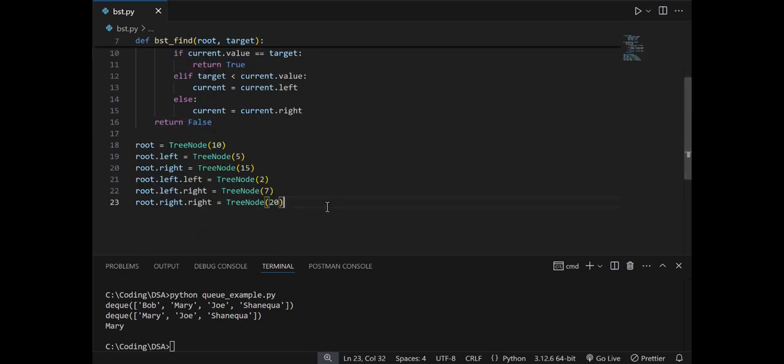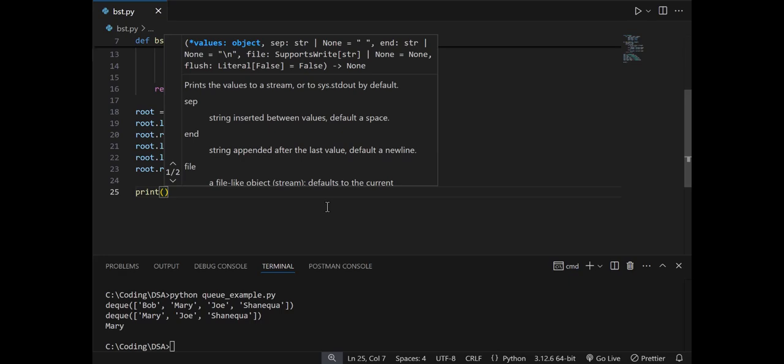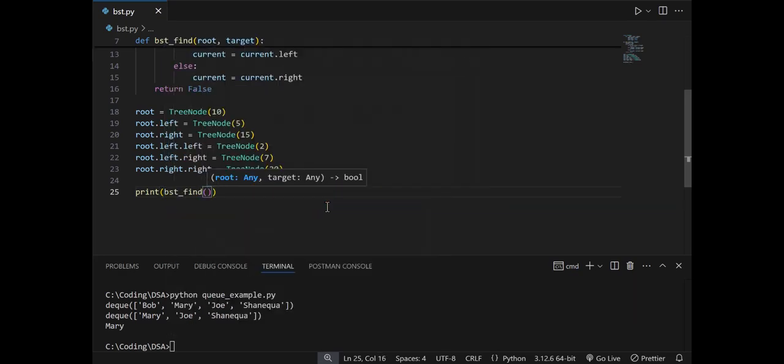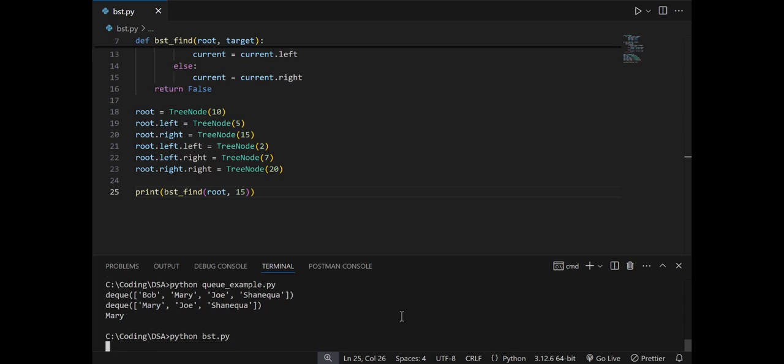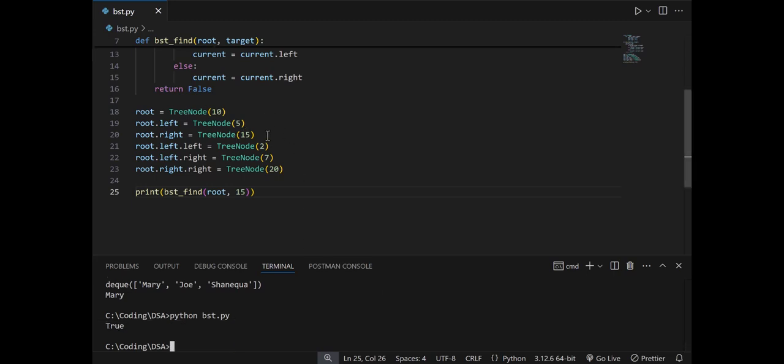So let's give this a try. I will print BST find, and then we'll pass in the root node. And let's say I'm looking for 15. Hopefully it finds it. So we'll do python bst.py. True, because I do have a node that's 15. And now let's do another test. Let's do 150. There is no 150, in which case I get False.